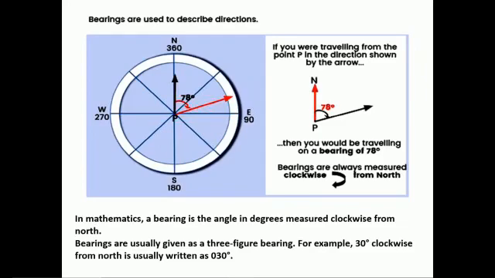If you are traveling from a point P in the direction shown by the arrow, you have to go in the clockwise direction. In mathematics, bearing is an angle in degrees measured clockwise from the north. Bearings are usually given as a three-figure bearing. For example, 30 degrees clockwise from the north is usually written as 030. You add a zero in front if it is a two-digit number.